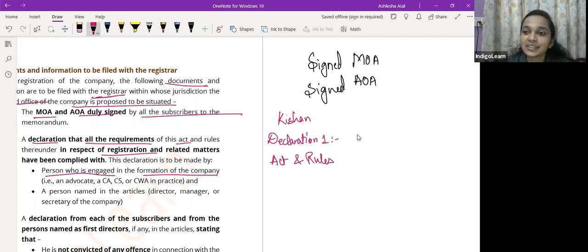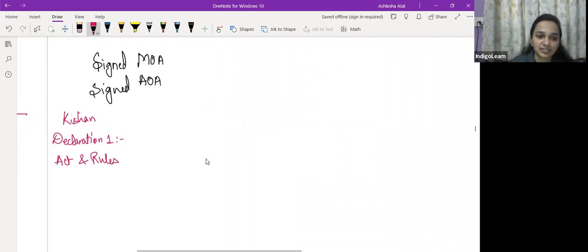ठीक है. So this declaration has to be given by whom? By the professional who is engaged in the formation of company, and person named in the articles as director, manager or secretary of the company. So दो लोग ये declaration देंगे. One is the person who is engaged in the formation of the company, and the other is the person who is being named in the articles of association of the company as the director, manager or secretary of the company. So ये हो गया first declaration by the legal professionals.